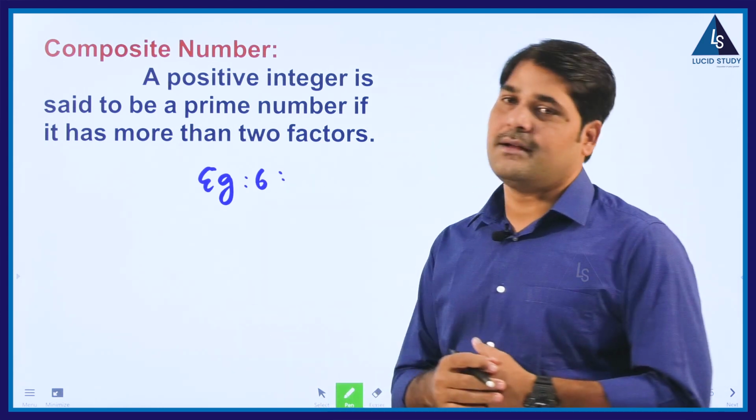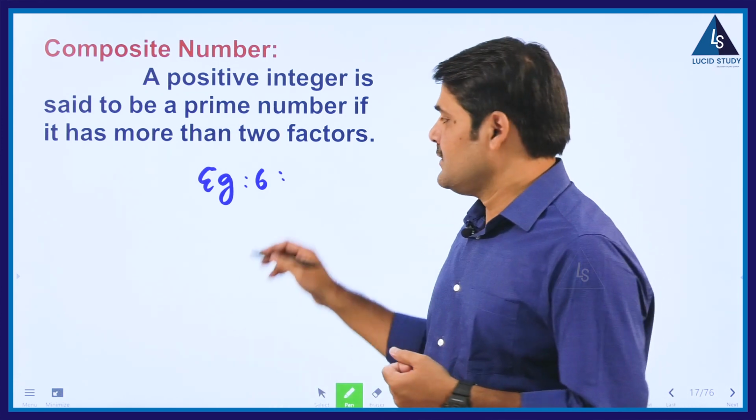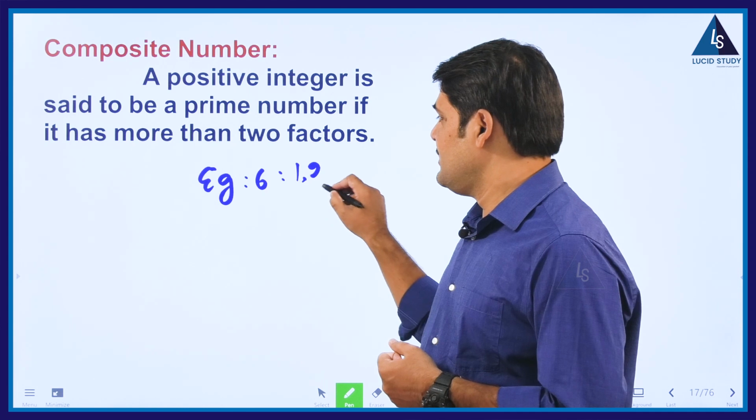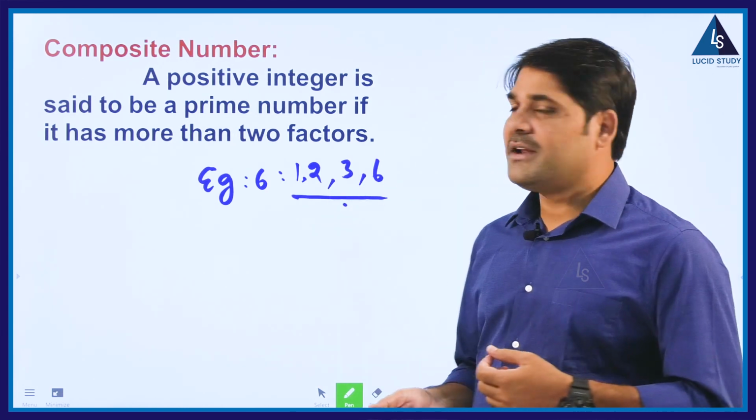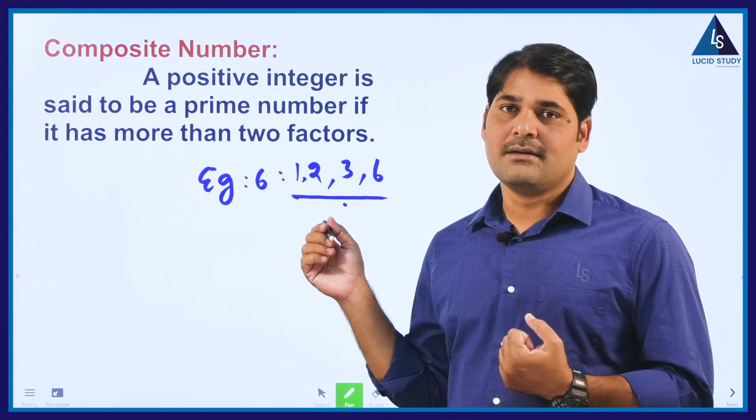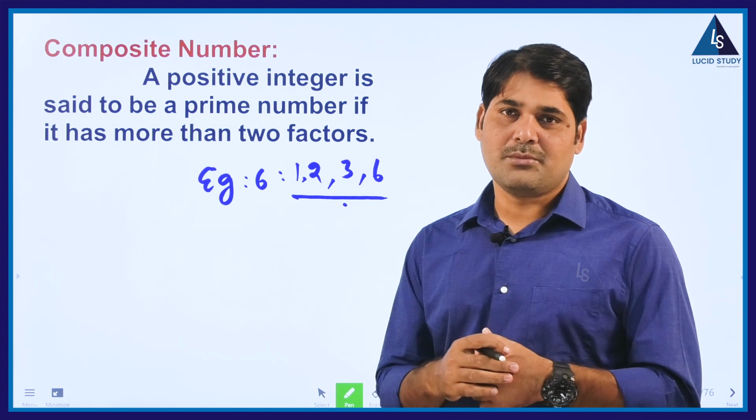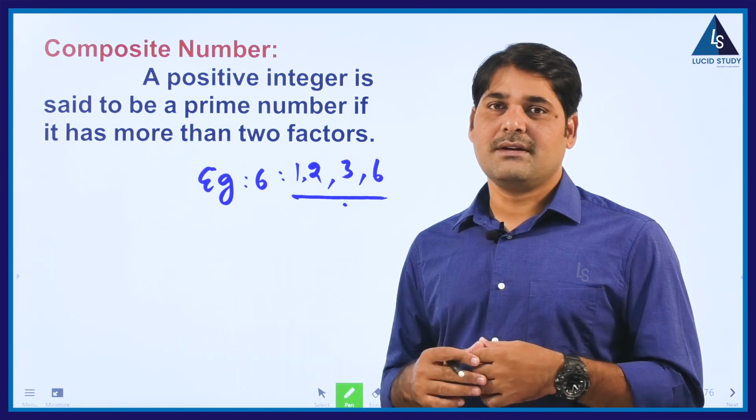For example, I have taken 6. What are the factors of 6? 6 will come in which tables? 6 will come in the one table, in the two table, in the three table, and in the 6 table. So how many factors are there? 4 factors are there. So more than two factors means it is a composite number. The numbers which are not prime numbers are said to be composite numbers.